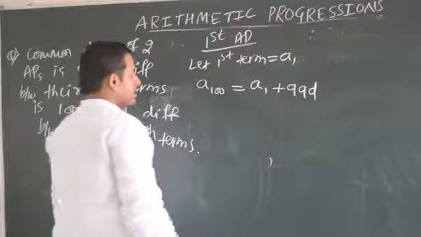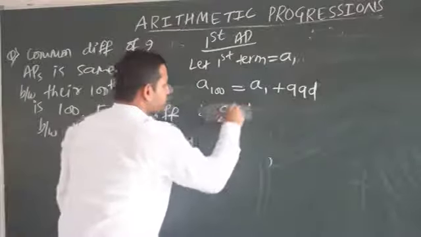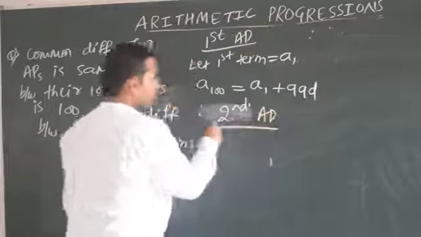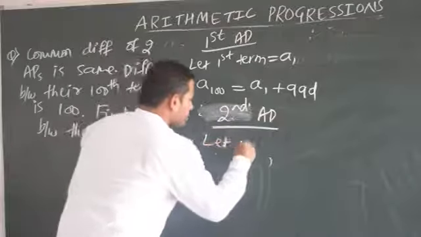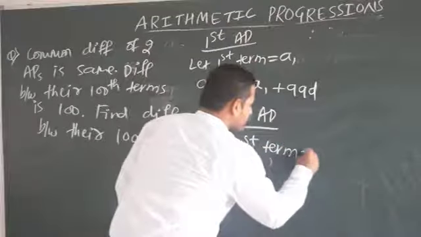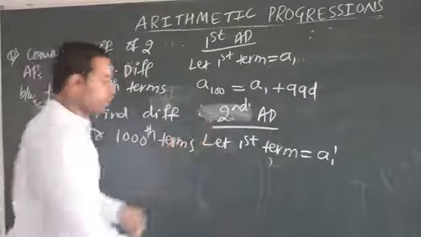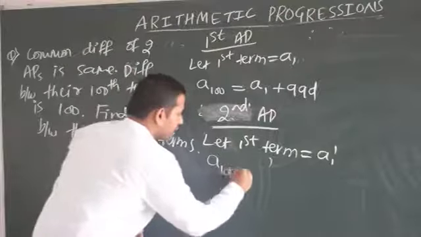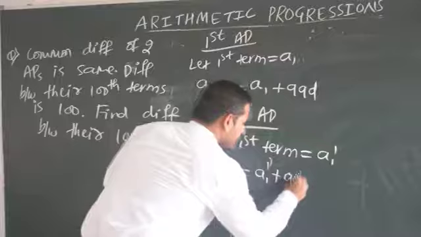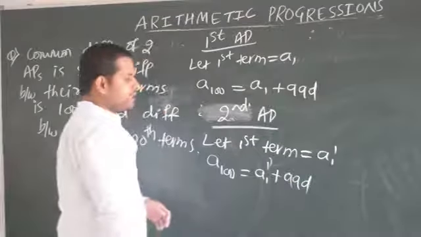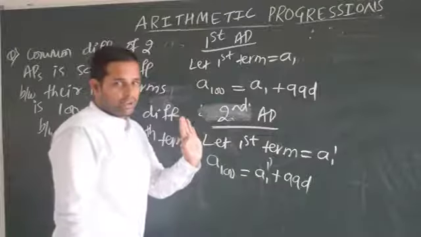Is it clear? Now let us consider the second AP. The first AP is over, its 100th term is written. Now let us take the second AP. Let the first term be a1 dash. Are you getting my point? Now let us calculate a100. What will be the answer for this? a1 dash plus 99d. This is the first term now, a1 dash plus 99d. Okay, fine.